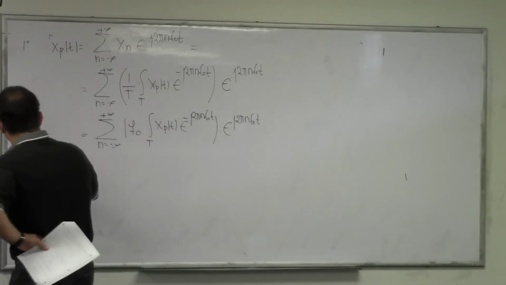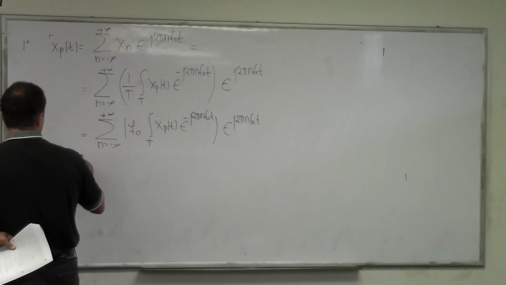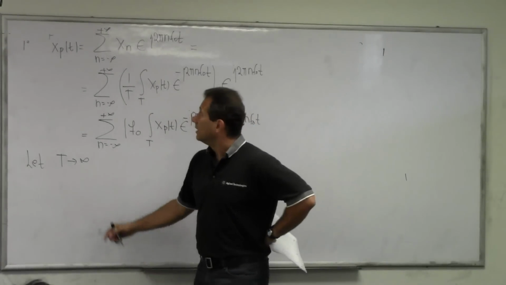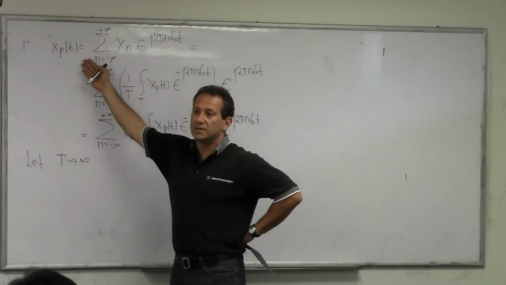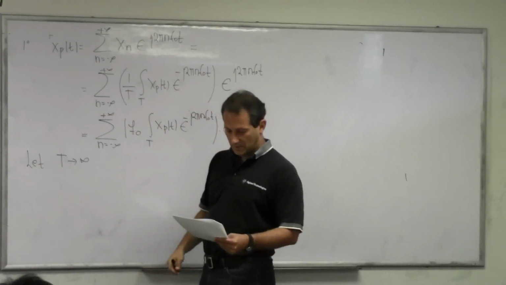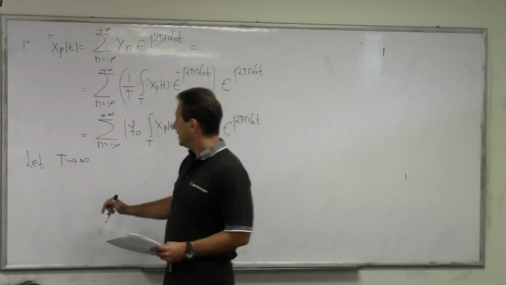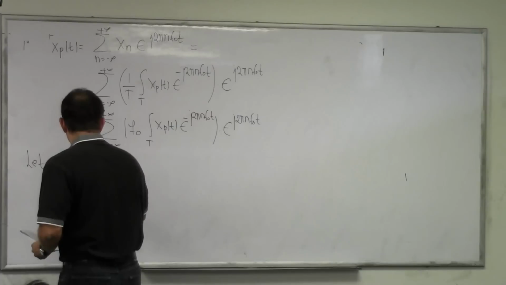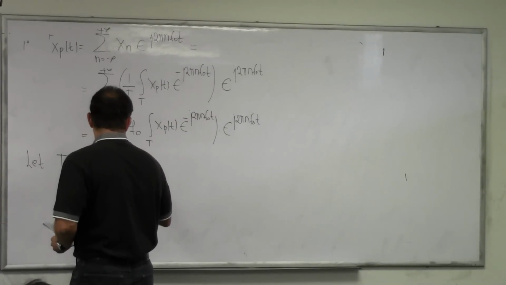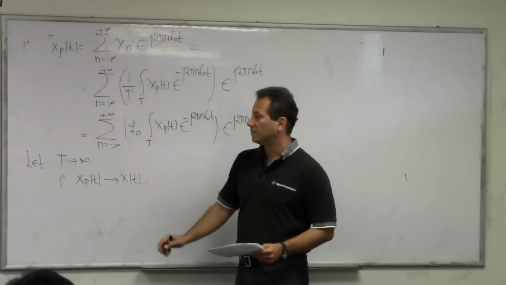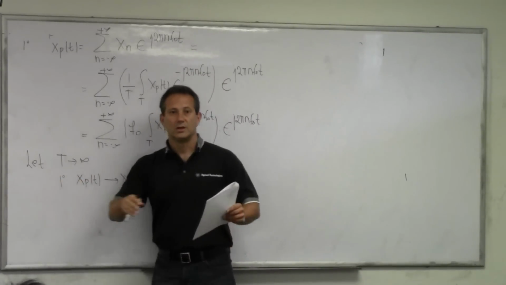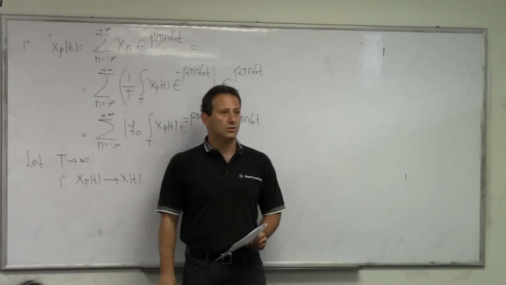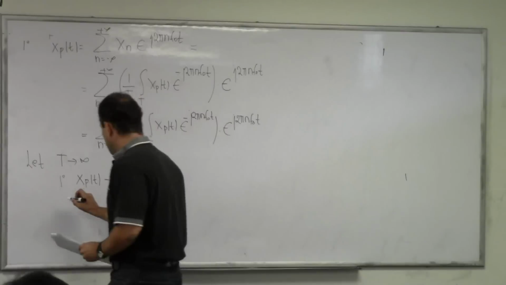So now let T go to infinity. In other words, let's make this a periodic signal that repeats after infinite time. So what happens as a result of that? Well, the first thing that you can see is that xp of t becomes the same as x of t, right? That's the first thing that happens. These repetitions start separating more and more in time until all you see left is x of t, your original signal.